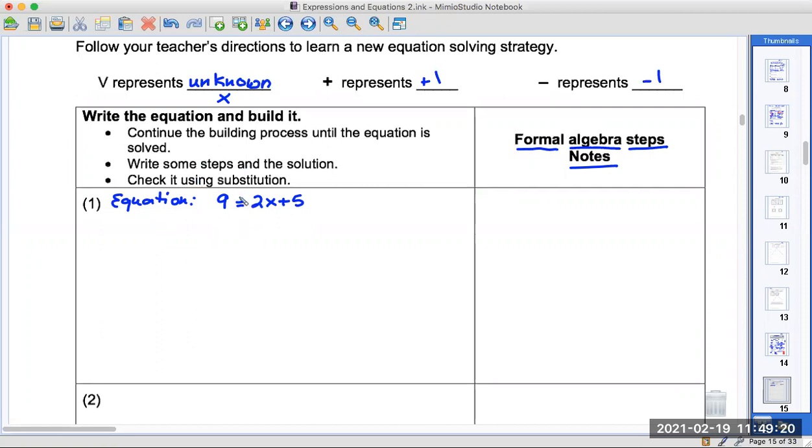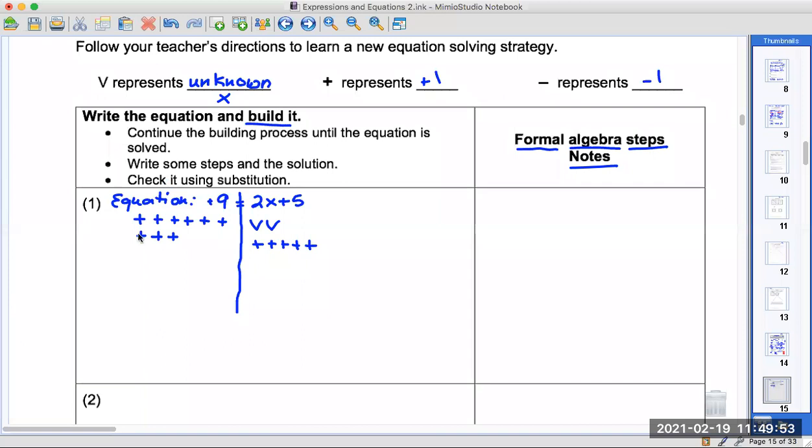So first I like to draw a line through my equal sign. On this side, I have 9 positives. If you don't have a sign, it's a positive. 1, 2, 3, 4, 5, 6, 7, 8, 9. And then I have 2 cups and 5 positives. So that's the building.